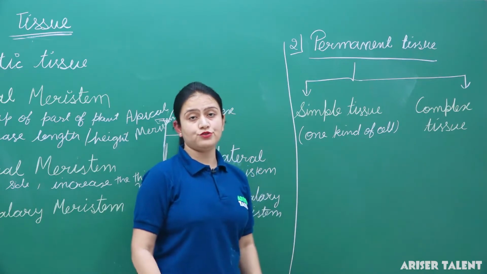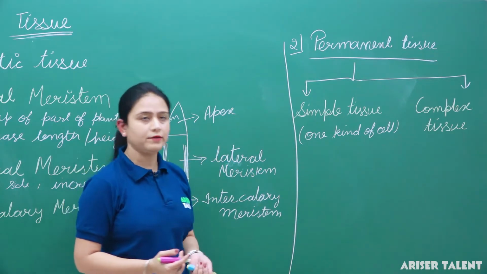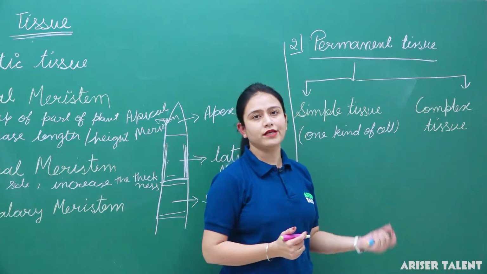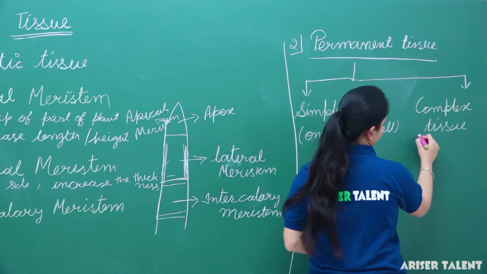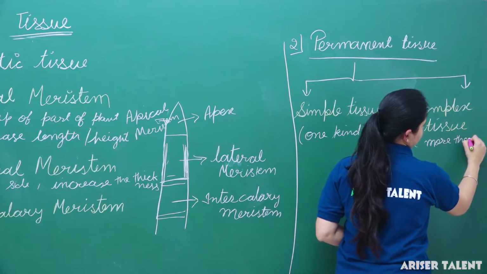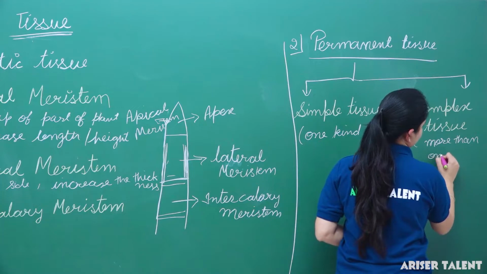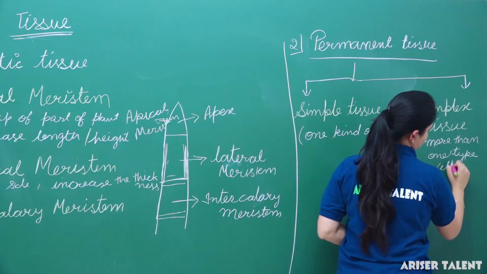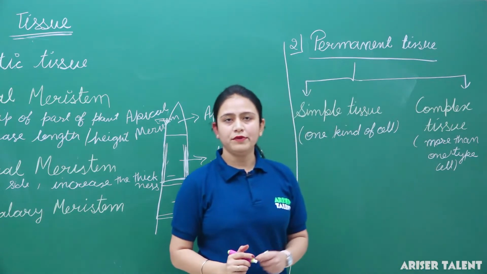In the complex tissues, they are made up of more than one type of cell. That's why they are called complex tissues.